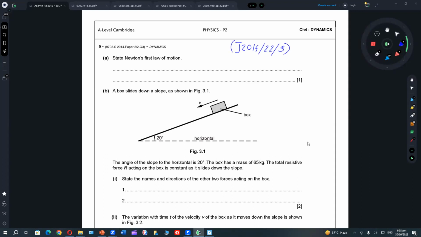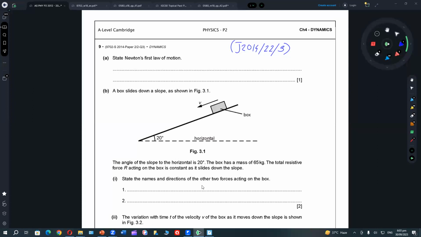We are doing dynamics today. This is our topic for today, and dynamics is one of the most loaded chapters, coming very regularly in every paper: 1, 2, 3, 2, 3, 2, 2, 2, 1, 2, 3. So it is a very frequently appearing topic.